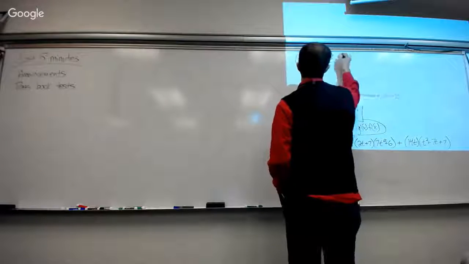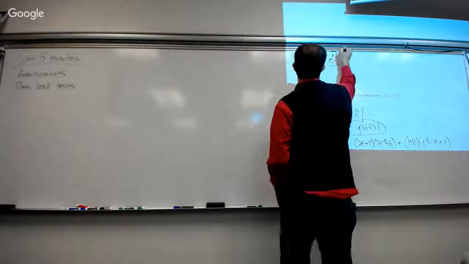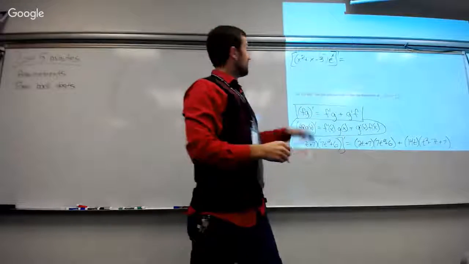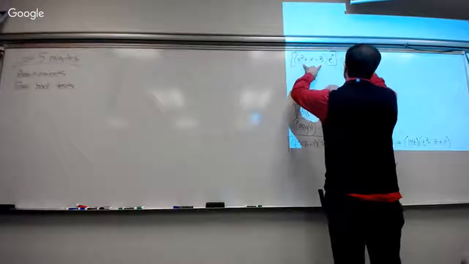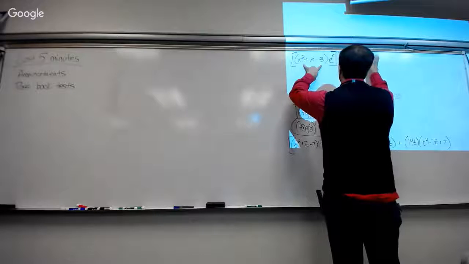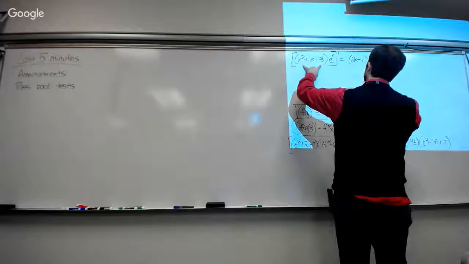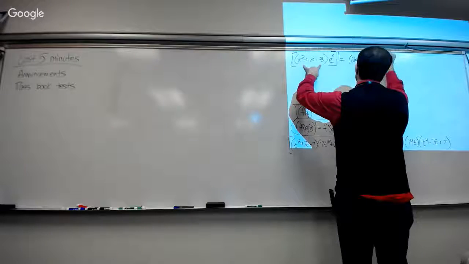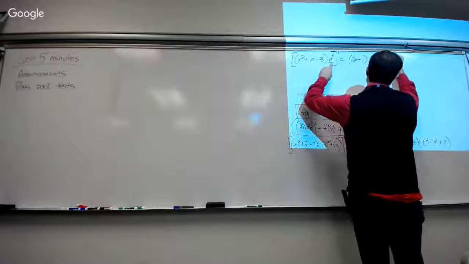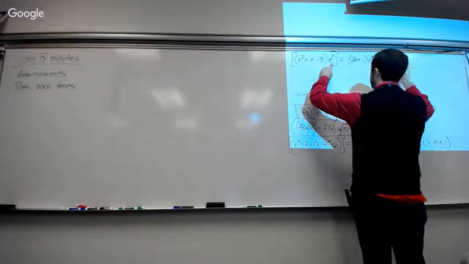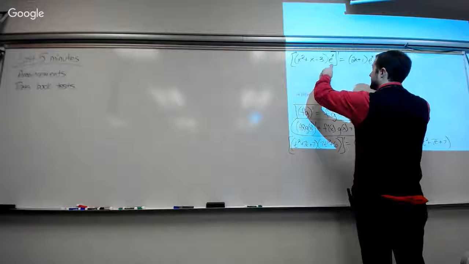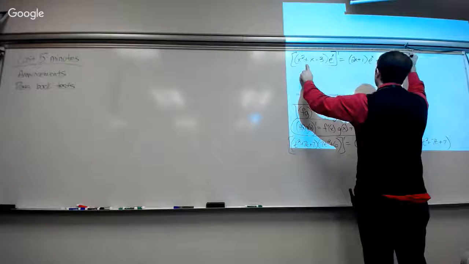Okay, so same product rule. We want to take the derivative of that product. So what's the derivative of the first? 2x plus 1 times the second plus the derivative of the second, which is just itself, the derivative of e to the x is e to the x, times the first.